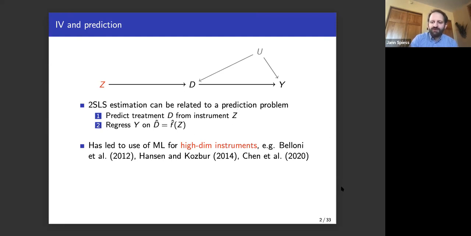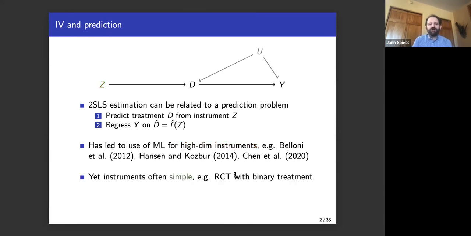So the setting I want to look at today is going to be slightly different. Specifically, I'm going to consider a case where the instrument itself is actually simple. So for example, take the case of a medical RCT like before, where maybe the instrument is some binary encouragement to take up treatment. And in that case, some of those machine learning methods may not be directly applicable because I don't face a high-dimensional prediction problem in the first stage.